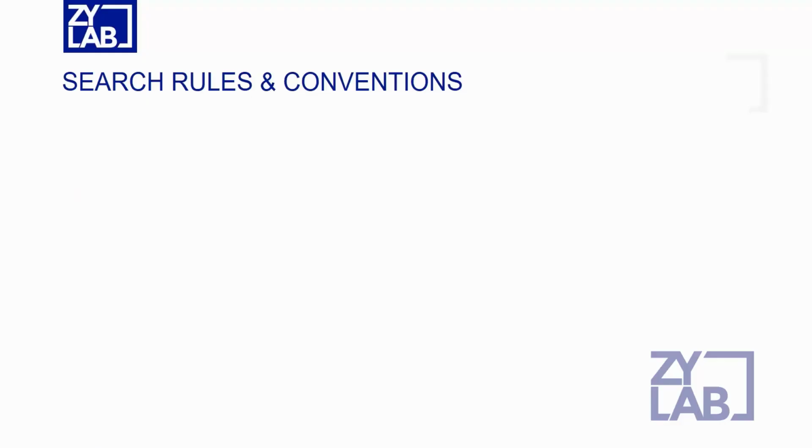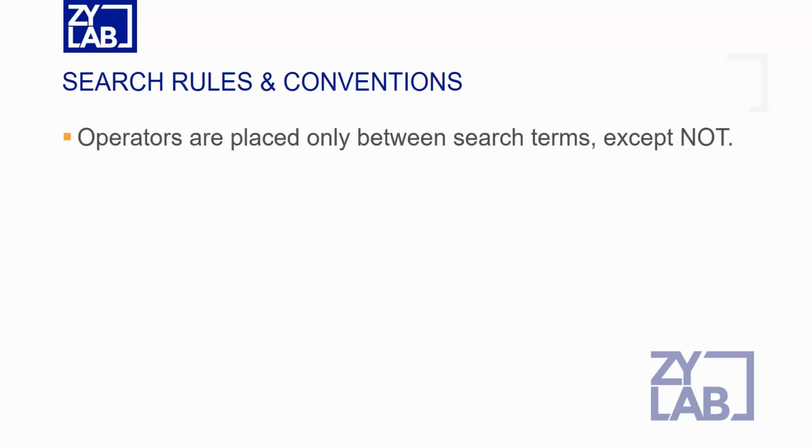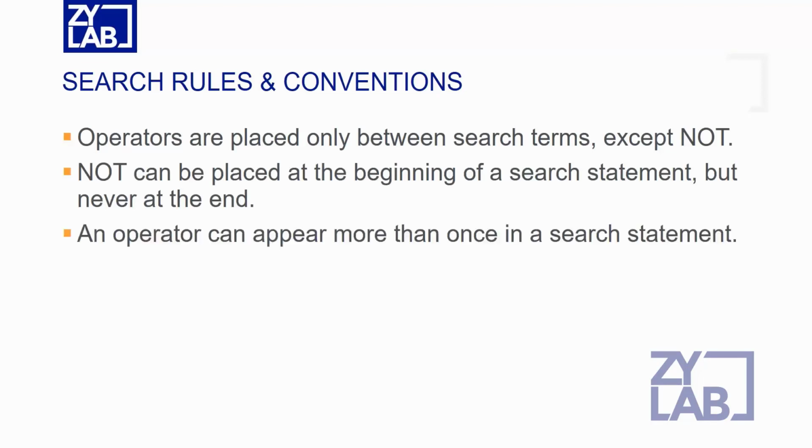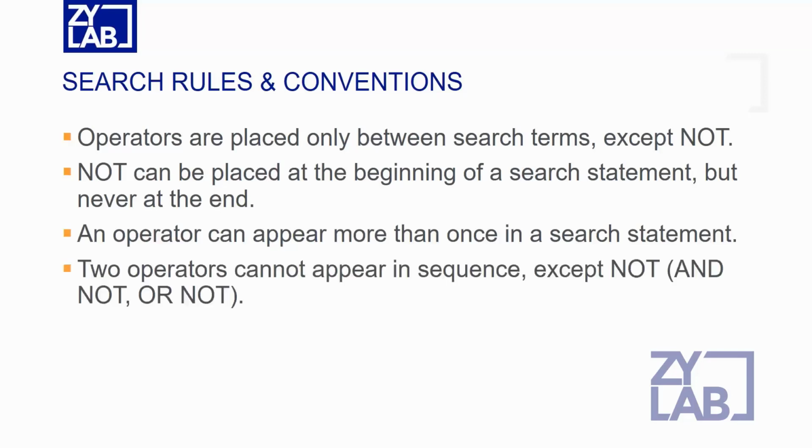When searching, it is best practice to formulate your expectations and test your queries. Operators are placed only between search terms, except for the not operator. Not can be placed at the beginning of a search statement, but never at the end. An operator can appear more than once in a search statement. However, two operators cannot appear in sequence except not, such as and not and or not.